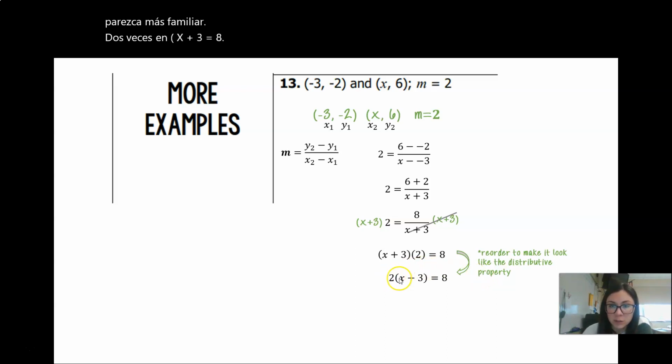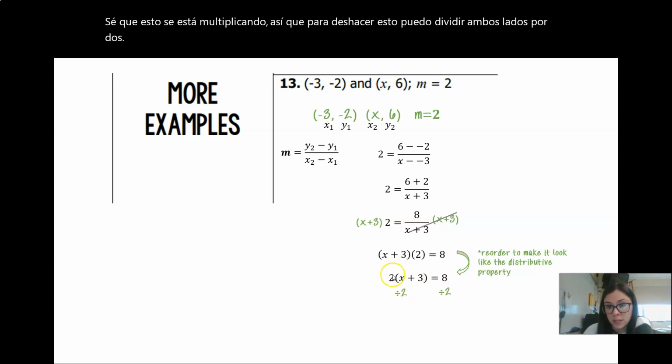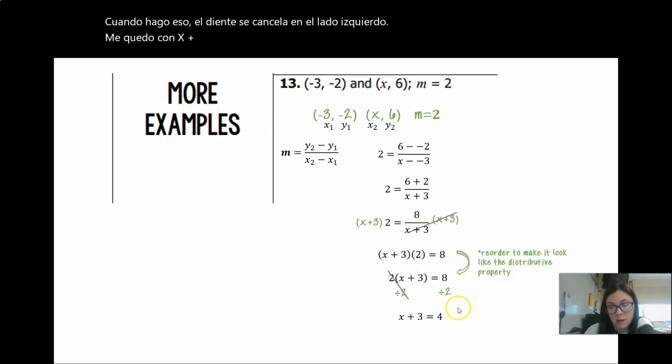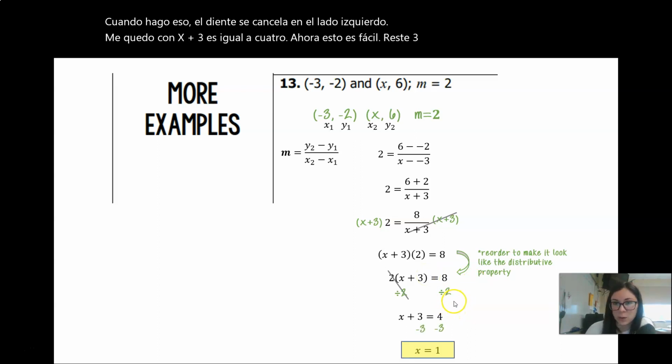Now I know that this is multiplying, so to undo this, I can divide both sides by 2. When I do that, the 2s cancel out on the left side. I'm left with x plus 3 is equal to 4. Now this is easy. Subtract 3 on both sides, and we get x is equal to 1.